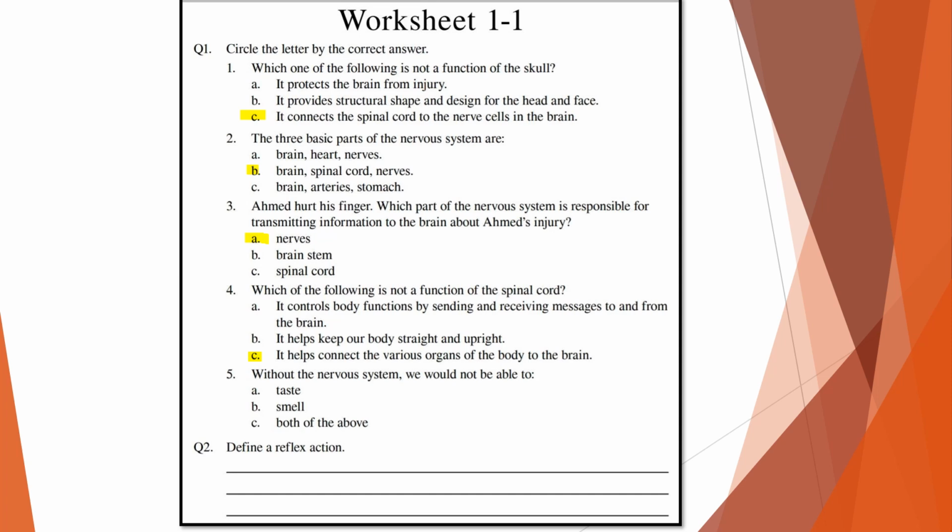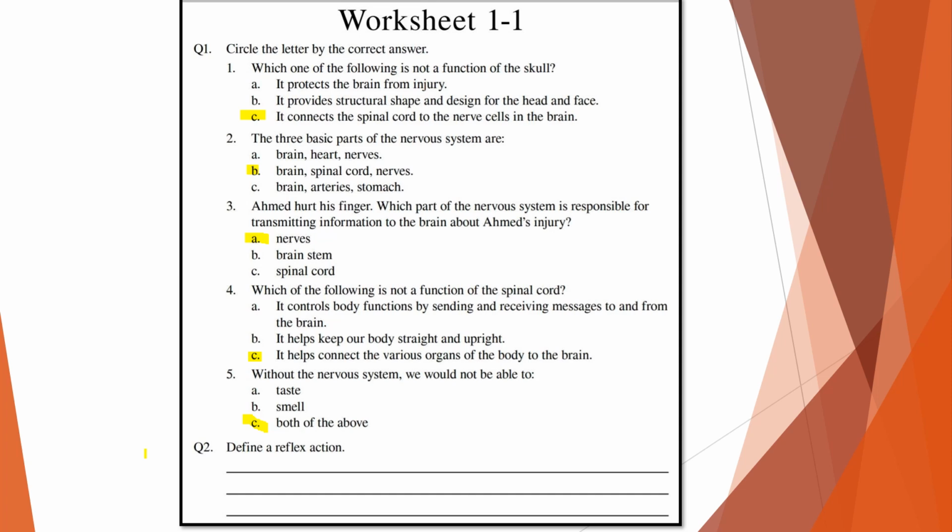The next statement is, without the nervous system, we would not be able to: taste, smell, both of the above. We know that all the sense organs are connected to the brain. So without the nervous system, we would not be able to taste and smell. So the correct option is option C.